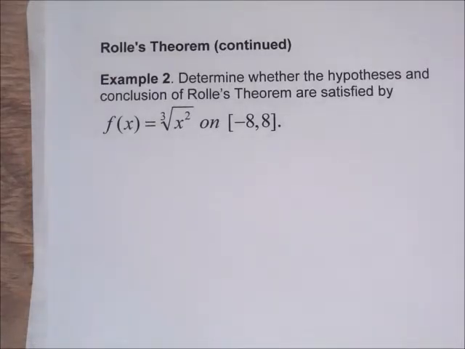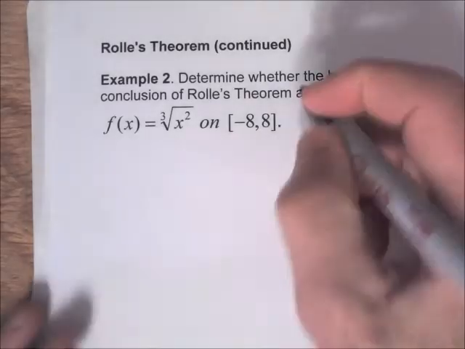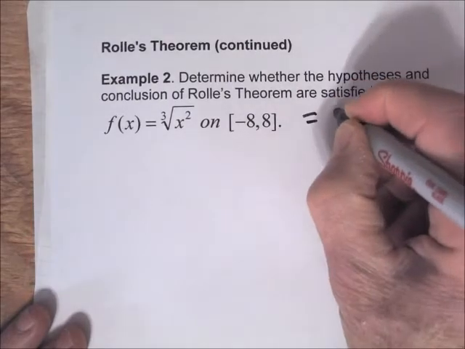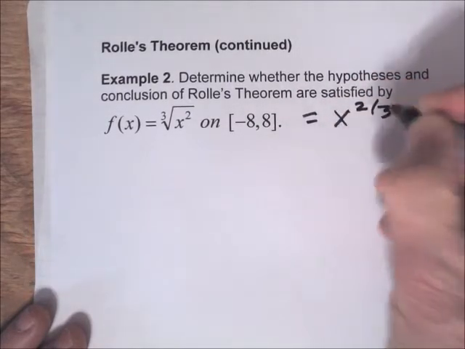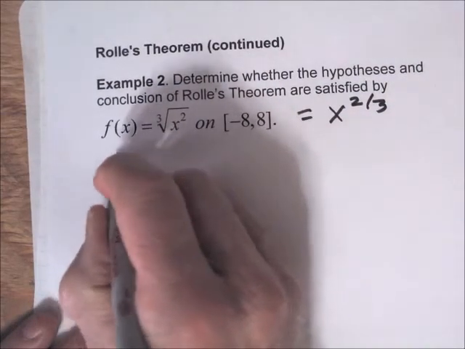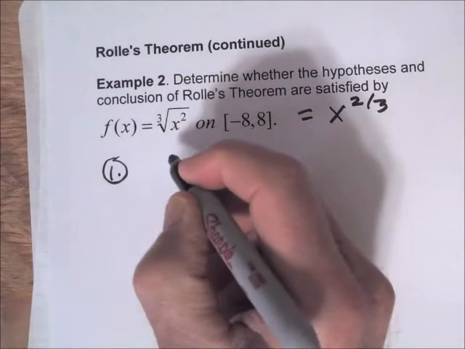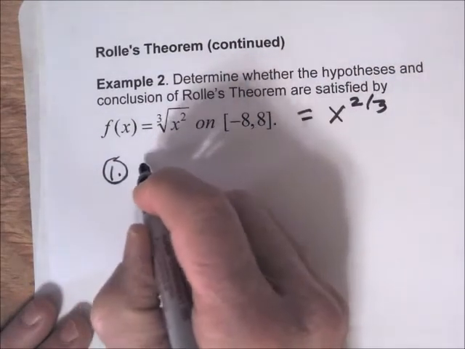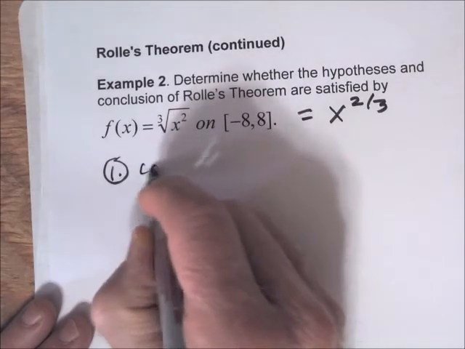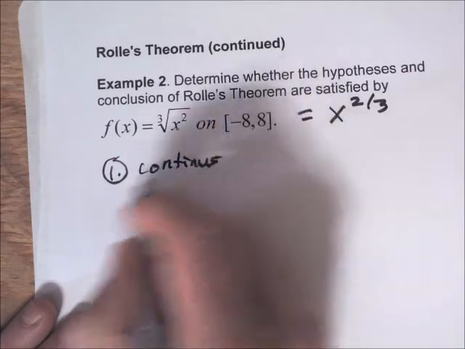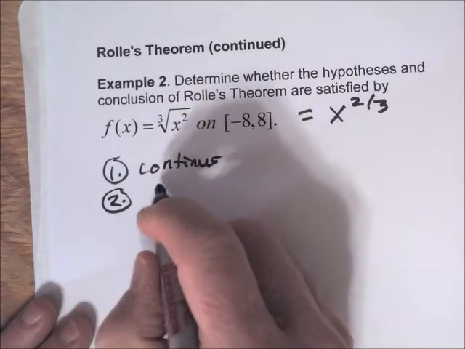Example 2: f of x equals the cube root of x squared on the interval minus 8 to 8. So we can write this as x to the 2/3 power, so this is continuous. The algebraic functions are continuous except where they're not defined. So this is continuous, but it's not differentiable when x is equal to 0.